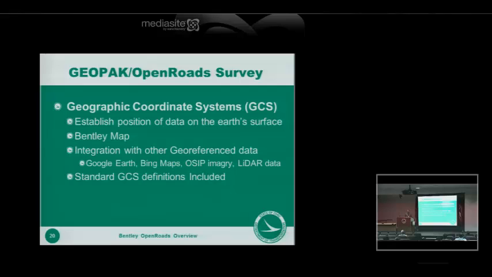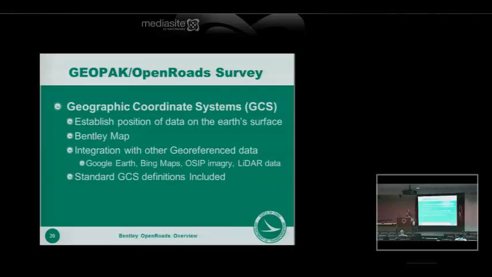Okay, geographic coordinate systems. This is going to be a big change that's going to impact survey and design both. A geographic coordinate system is used to establish the position of my data on the Earth's surface. So Ohio uses two geographic coordinate systems, a north zone and south zone.